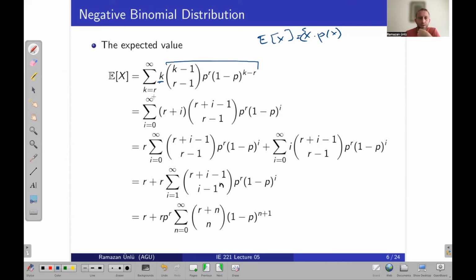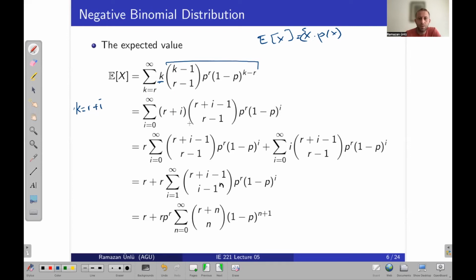First, change the index, okay? Let's say k is equal to r plus i, and the new index will be i. It will start from 0, and instead of k, I will use r plus i. Because this is the summation, I expand this one.